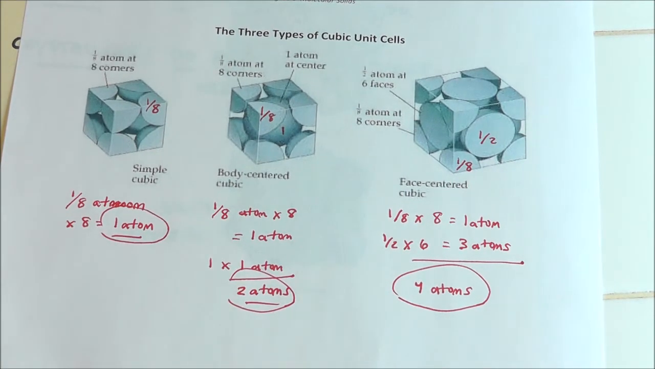So to summarize, the cubic unit cells: simple cubic has 1 atom in it. Body-centered cubic has 2 atoms in it. Face-centered cubic has 4 atoms in it. And then you could say, hey, I can make the sweeping generalization that face-centered cubic is always more dense than body-centered cubic, which is always more dense than simple cubic.